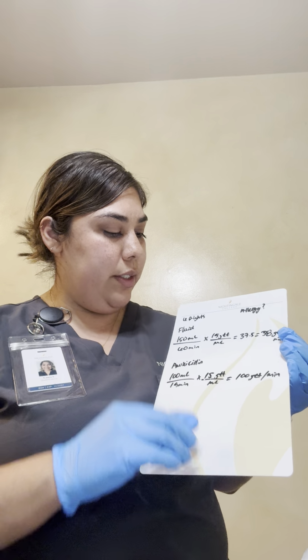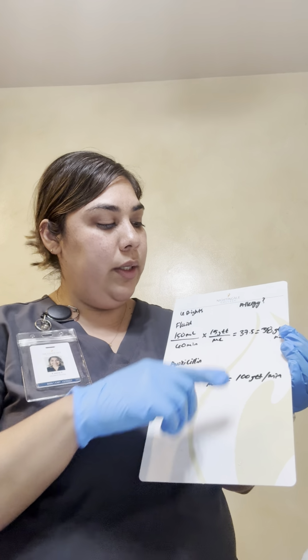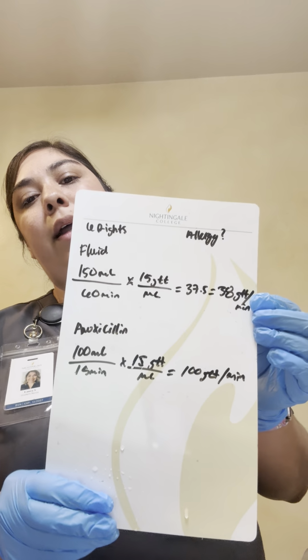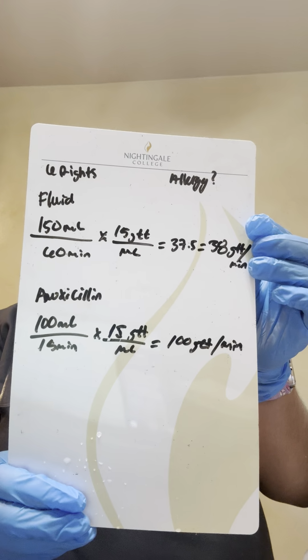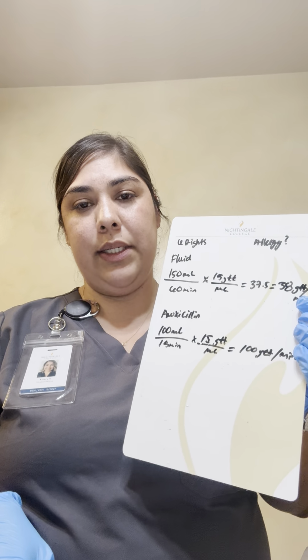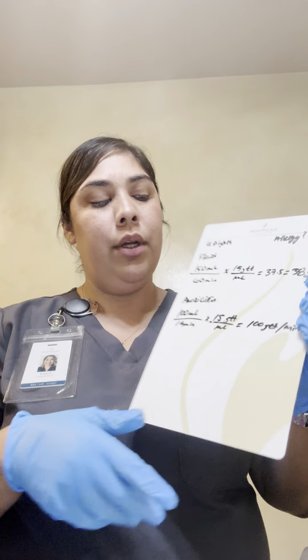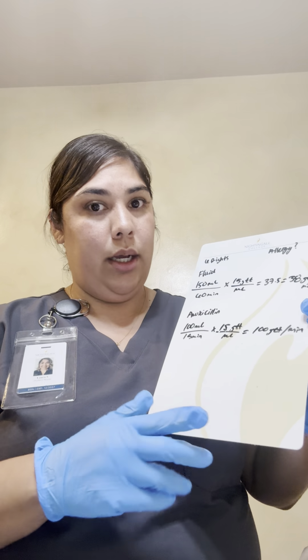Now I will go over my calculation. For the fluid, the provider ordered 150 mLs over 60 minutes times 15 drops per ml, equaling 37.5. If we round it out, that's 38 drops per minute. That top part is the first order. For each order, you have to verify the 6 rights of medication, so that's at least twice, but more than that, of course.